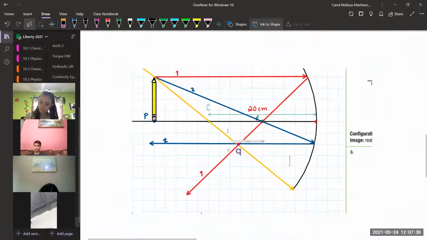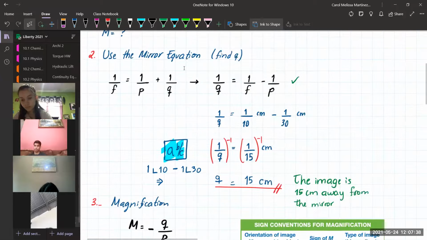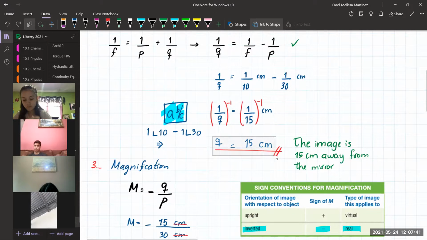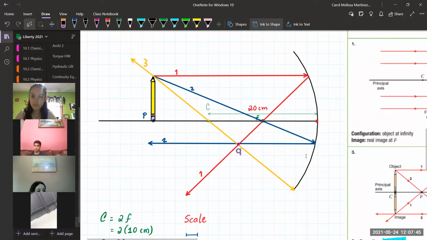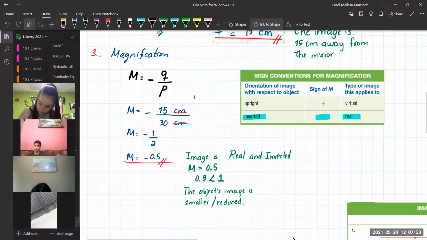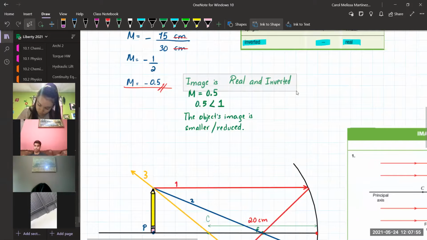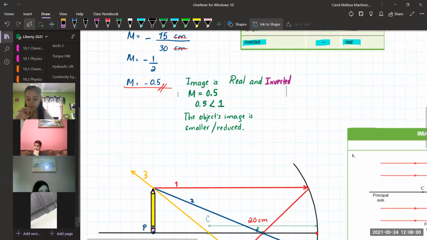Now let's take a look at the magnification. What do we know about the image? The image is located 15 centimeters away. So it should be 7 boxes and a half. 1, 2, 3, 4, 5, 6, 7, and almost a half. So we did it right. And about the image, it says real and inverted. So my image will be upside down. And because it's 0.5, less than 1, this tells me that the object will actually look smaller.